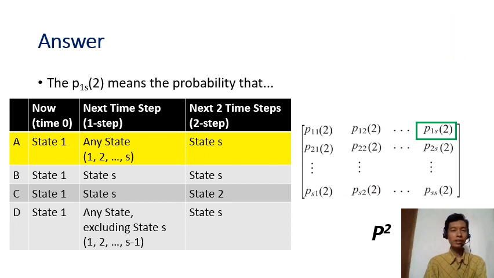So the answer is A. PIS2 means that the probability that now at time 0 we are at state 1, and then at time 1 we can be at any state from 1, 2, 3, 4 up to S. And then at time 2 or 2 steps from now we are at state S.